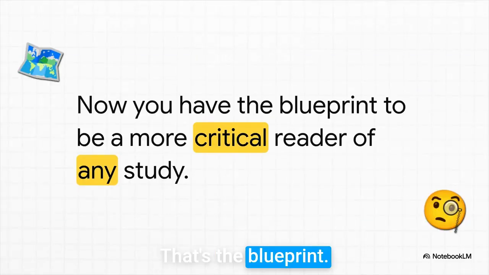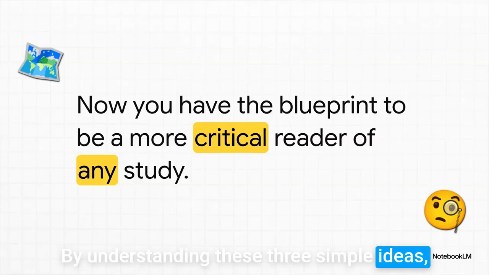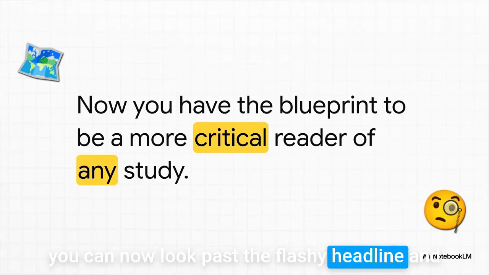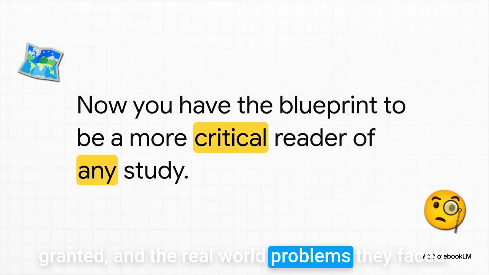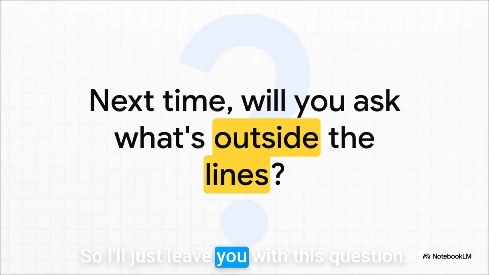And there you have it. That's the blueprint. By understanding these three simple ideas, you can now look past the flashy headline and see the actual structure of the research, the choices they made, the things they took for granted, and the real-world problems they faced. So, I'll just leave you with this question.